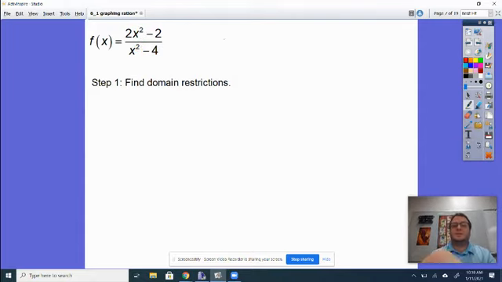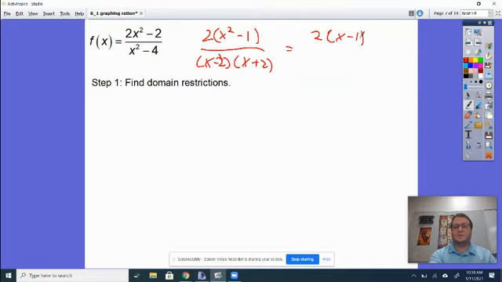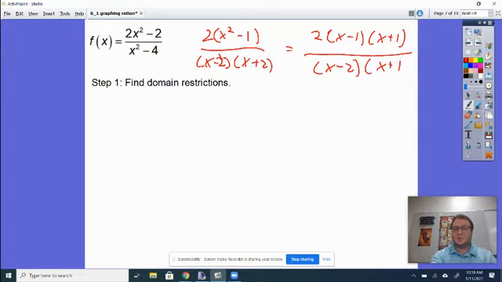But factoring this out, I can take a GCF out of the first. I'm going to be left with x squared minus 1 over x minus 2, x plus 2. This is still factorable. So 2, x minus 1, x plus 1 over x minus 2, x plus 2. So my domain restrictions, again, are coming from the denominator. So x is equal to 2 or negative 2.